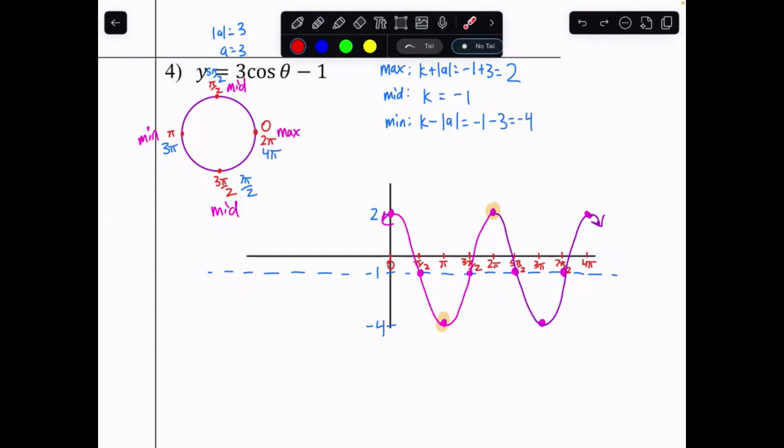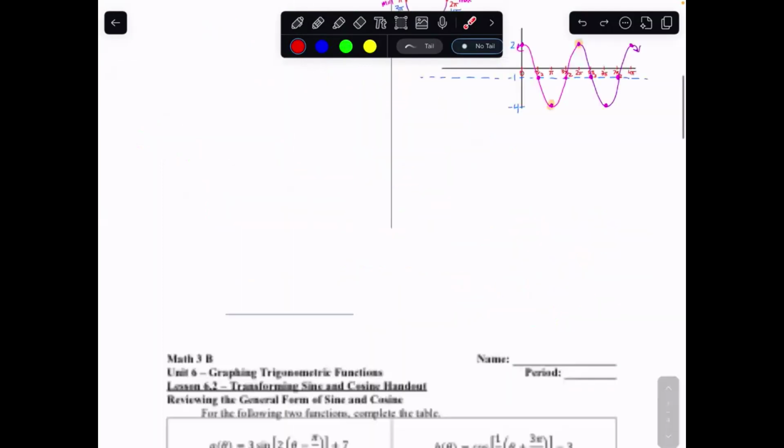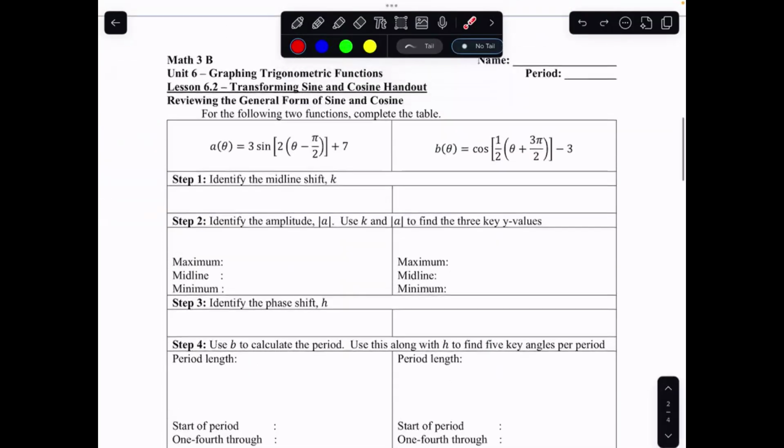Okay, so those were only vertical changes. This is a vertical stretch is what we typically call it, and this is a vertical translation. But we also have horizontal changes. So that's what we're going to introduce today. Let's go ahead and look at the next page.